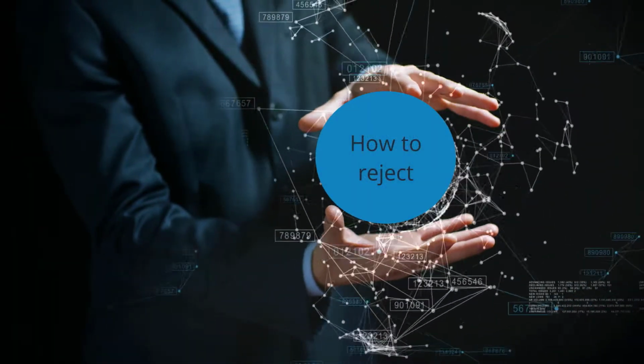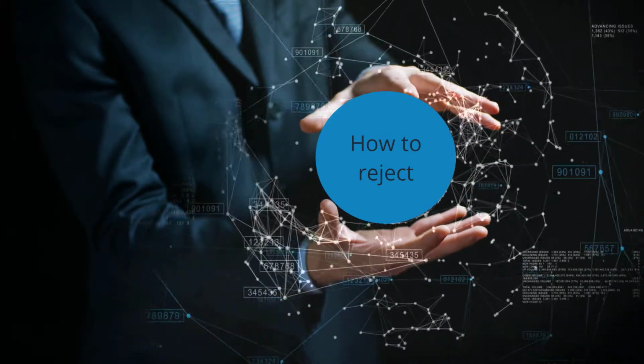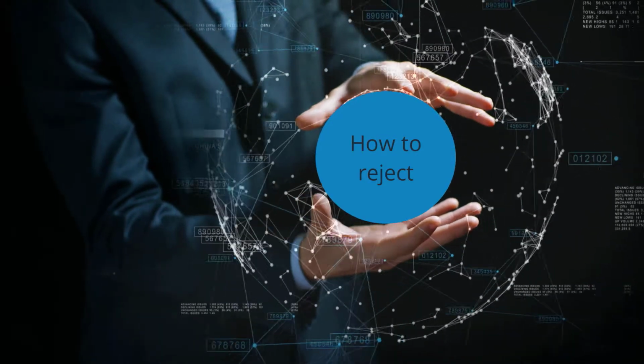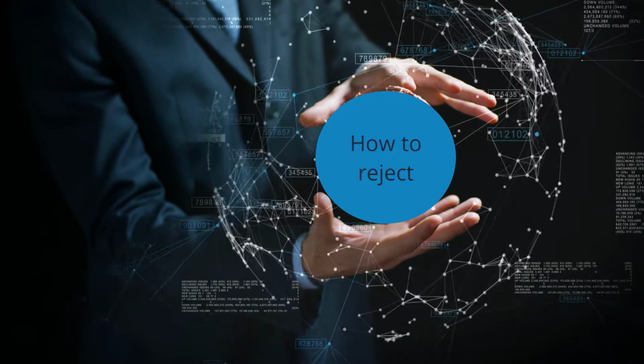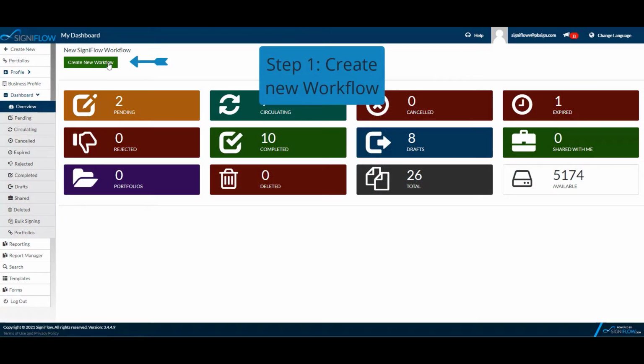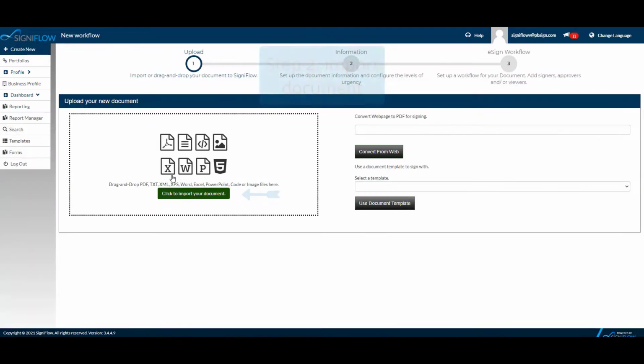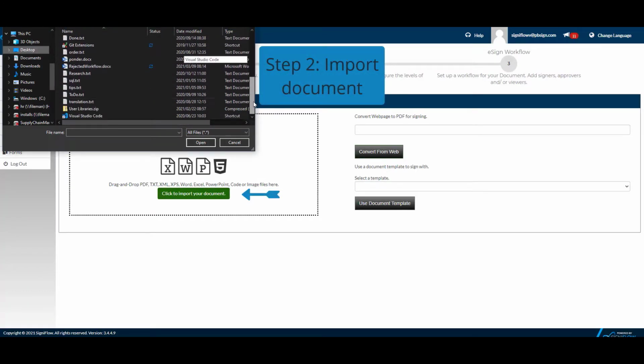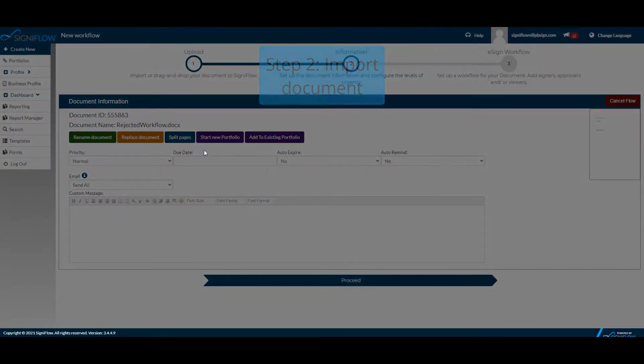So you'd like to learn more about rejecting workflows. This is when a document received for signing gets rejected. Step 1 is to create a new workflow. Step 2 is to import the document you'd like to use.